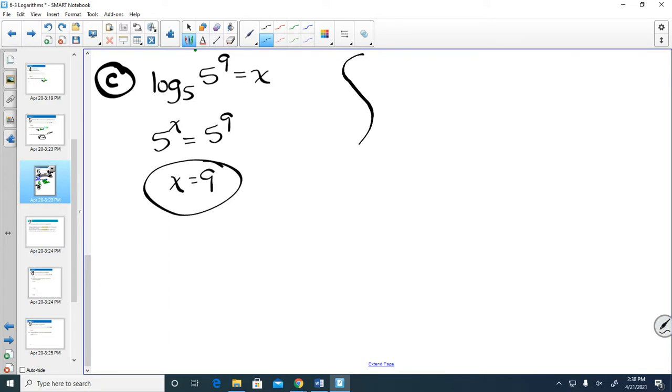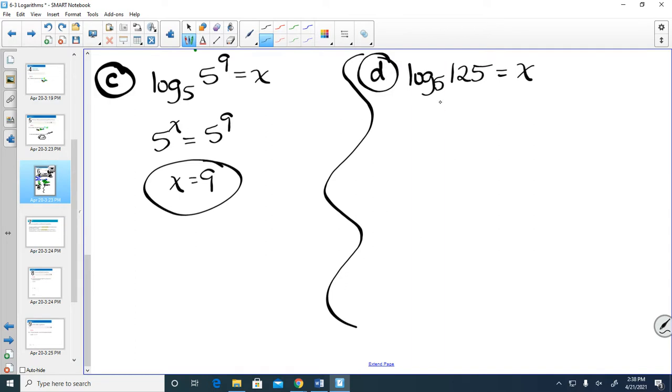Here's a few more extra examples. Let's say I have log base 5 of 125, and I want to know what that equals. So I'm going to say that it equals x. And this is an extra example, by the way, so we'll call this example D. Exponential form would be 5 to the x equals 125. And if I try to write it with the same base, I know 125 is the same as 5 to the 3rd, so x would be 3.